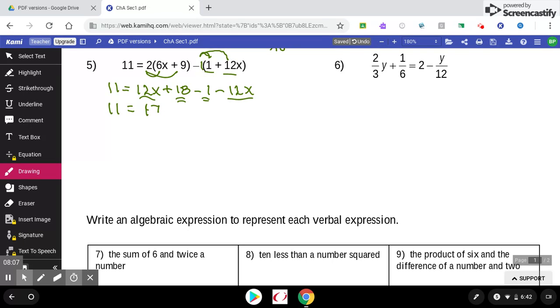So if this ever happens and the x goes away, you're basically stuck with one of two possibilities. It's either no solution or all real numbers. And here's how you tell. Is the statement at the end true or false? If it's true, you write all real numbers. But this is definitely not true. 11 does not equal 17. So we're going to write no solution. And that's the symbol for that.